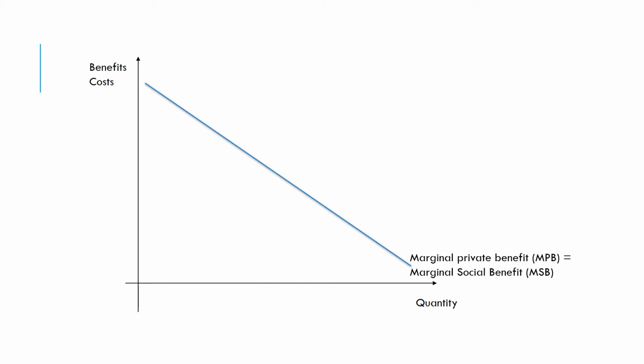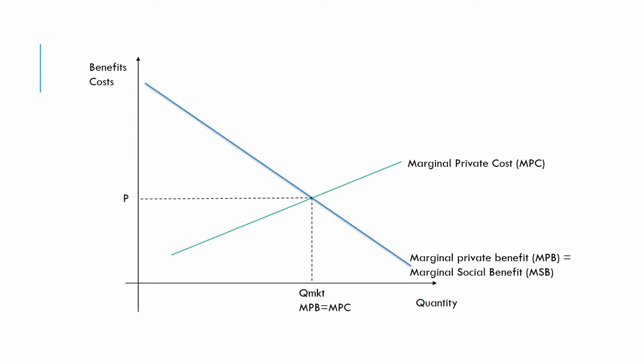First of all, we look at the private benefits and the private costs. Where the private benefits meet the private costs, up until that point is the quantity that will be produced. So here Q market is the quantity of this particular product, maybe cigarettes, that we would get if it's just left to demand and supply, just left to the free market. Now, if that was a good outcome, then from society's perspective, we would still want the same quantity.